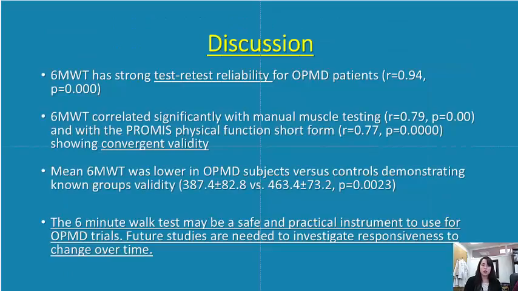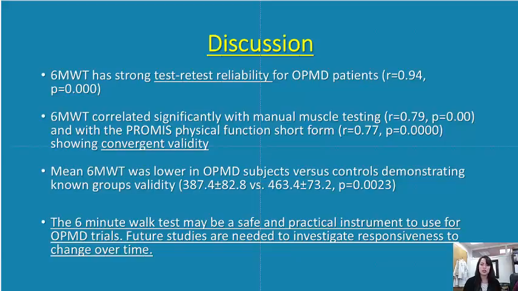So for our discussion, we found that the 6-minute walk test does in fact have a strong test-retest reliability, as shown in the previous slide, for OPMD patients. We also found that the 6-minute walk test correlated significantly with manual muscle testing and a couple other measurement tests, such as the PROMIS physical function test short form. These correlations show that the 6-minute walk test does in fact have convergent validity. We also found that the 6-minute walk test was lower in OPMD subjects versus controls, which demonstrates known group validity.